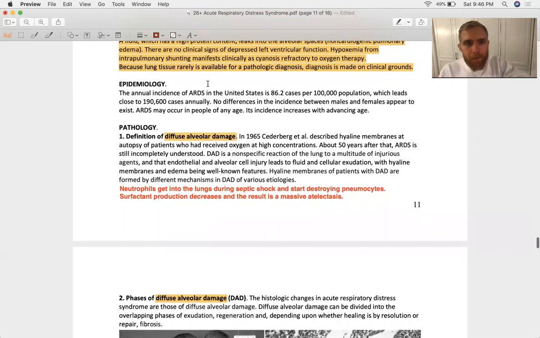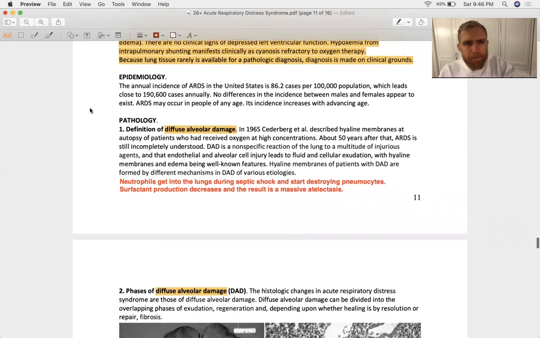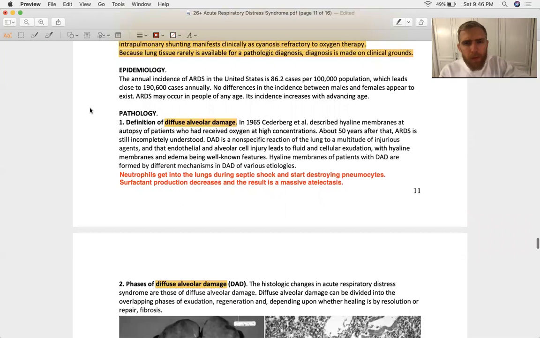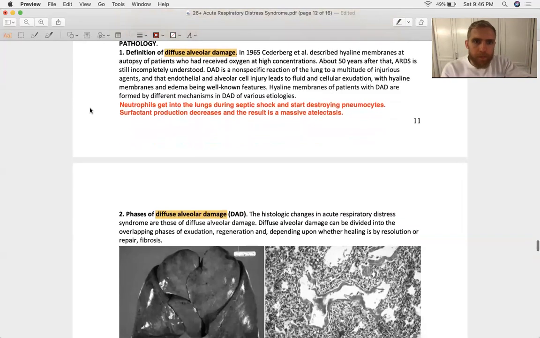Hypoxemia manifests as systemic cyanosis, refractory to oxygen therapy, because it's a ventilation defect. You can give them all the oxygen in the world. It doesn't matter if they get 100% oxygen. It's not getting to the blood because of the ventilation defect, the VQ mismatch.